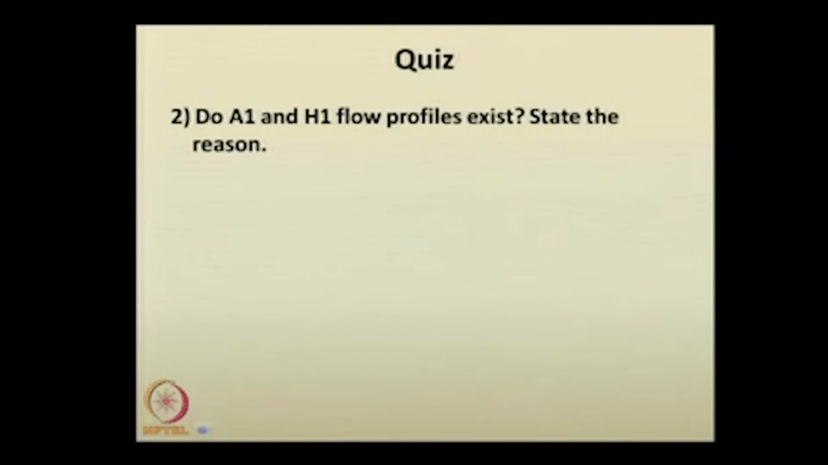Your second question: do A1 and H1 flow profiles exist? Do A1 and H1 flow profiles exist in theory? Is it possible? Give the reason, whether it exists or not. If it does not exist, give the reason. Specifically, you have to substantiate it.